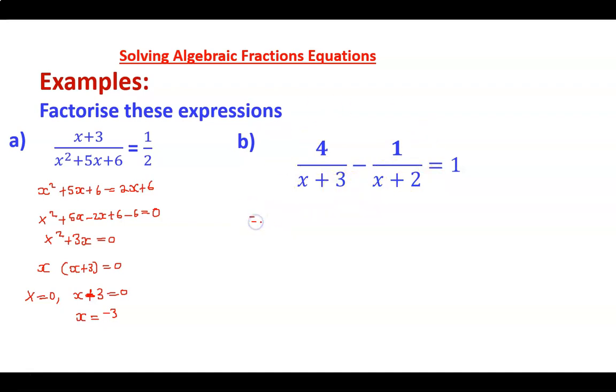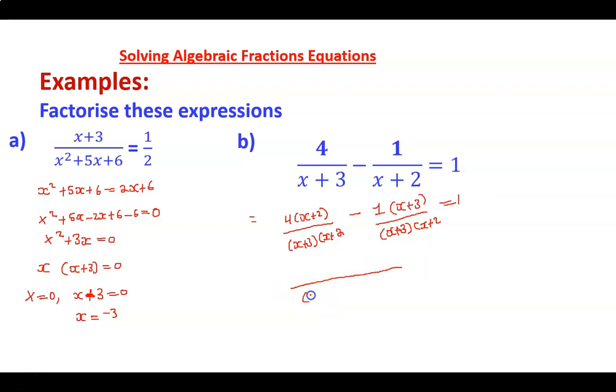Okay? So I've got 4 times x plus 2, because I'm going to times that x plus 2 to the denominator of this side. I had x plus 3, so I need to times x plus 2 here to make the denominators the same, equals 2 minus 1 times x plus 3, because that x plus 3 is what I'm going to times to the denominator here, and this all must be equal to 1. Now the two denominators are the same, so you can take one of them. Okay, you can take x plus 3 and x plus 2.